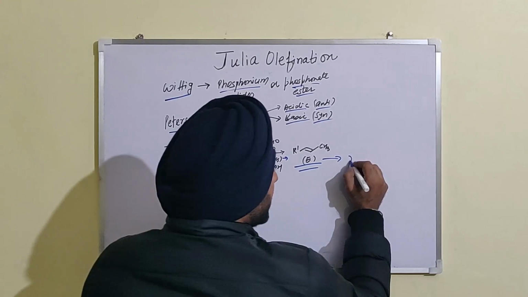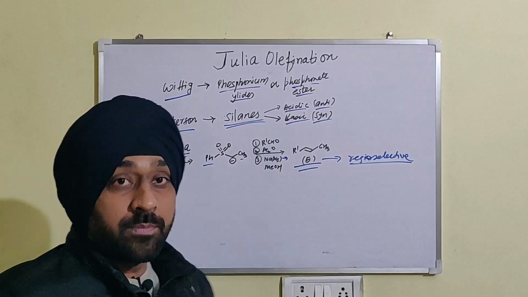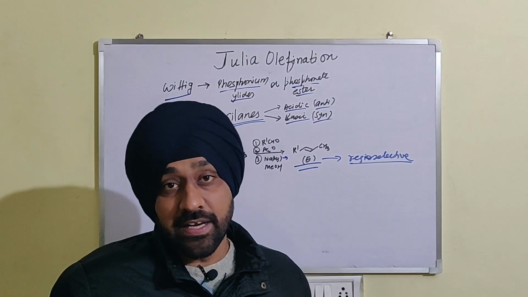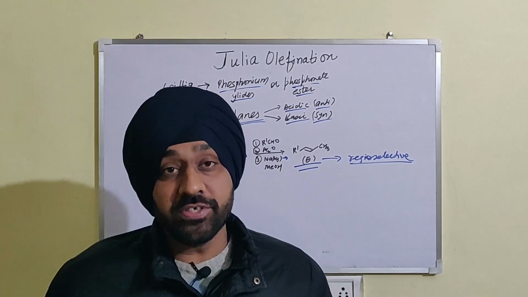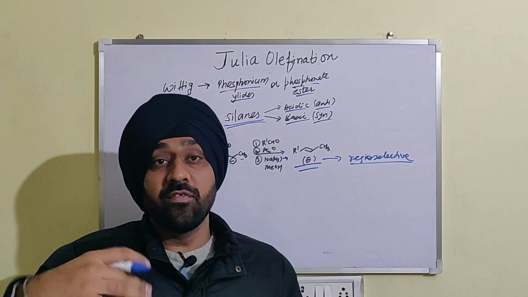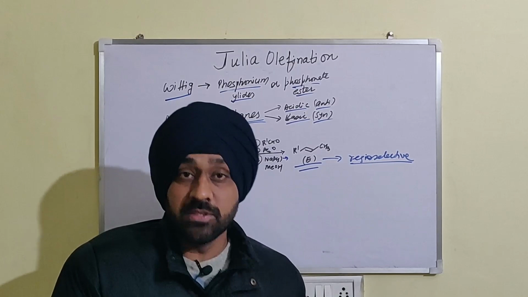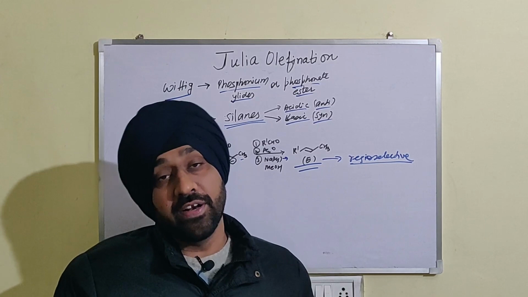Okay, so now let's look into the mechanism of this particular reaction, especially the reductive elimination, which is pretty interesting, and what the disadvantages of the Julia olefination were, which led to the modified Julia olefination, and then to further developments in the area, with changes around these phenyl groups to form substrates which are highly stereoselective in nature. Okay, so let's look at those reactions.